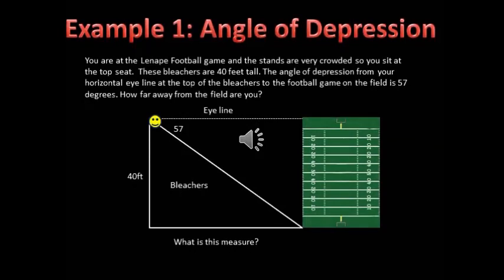An example. Angle of depression. You are at the Lenape football game and the stands are very crowded, so you sit at the top seat. These bleachers are 40 feet tall. The angle of depression from your horizontal eye line at the top of the bleachers to the football game on the field is 57 degrees. How far from the field are you?